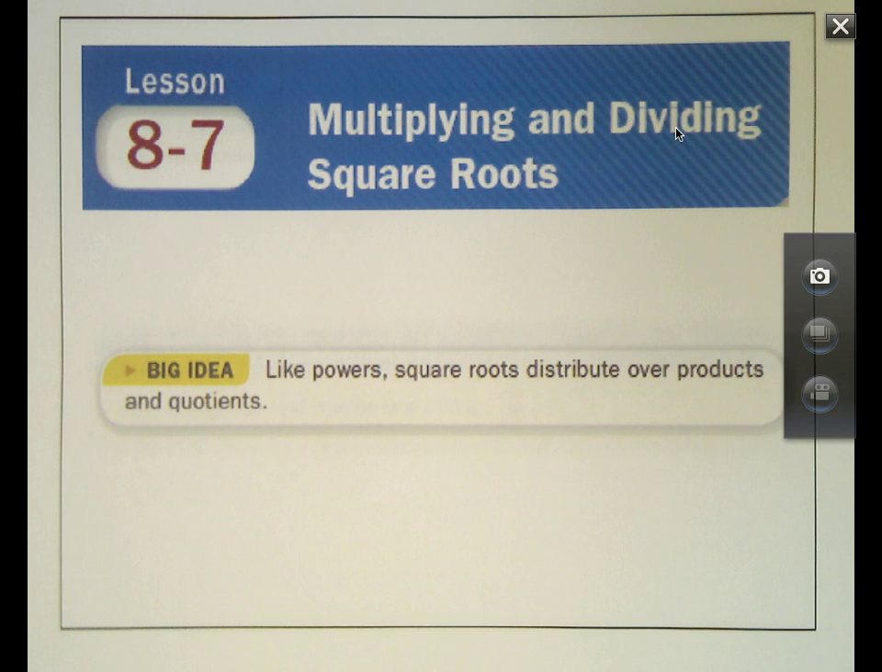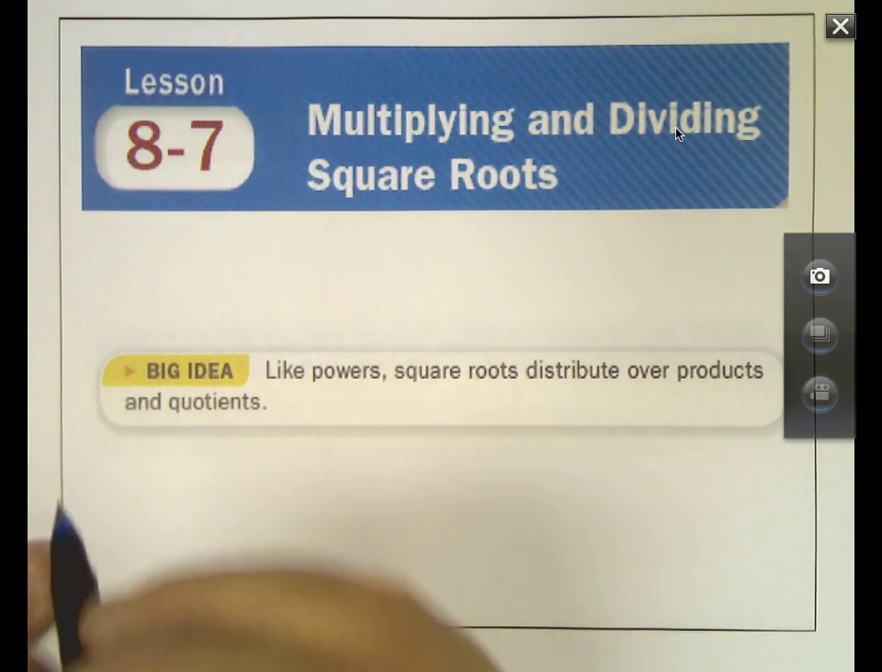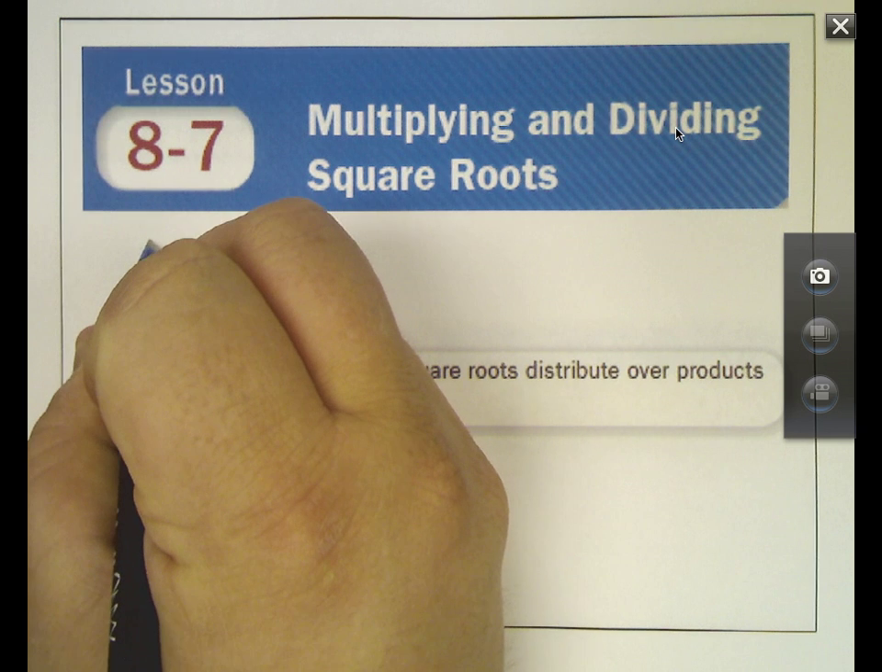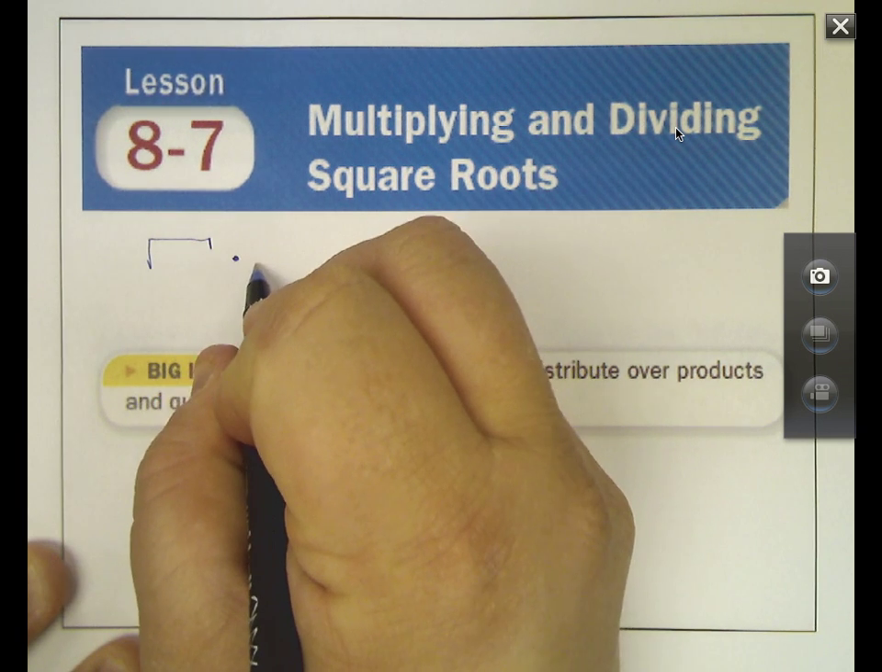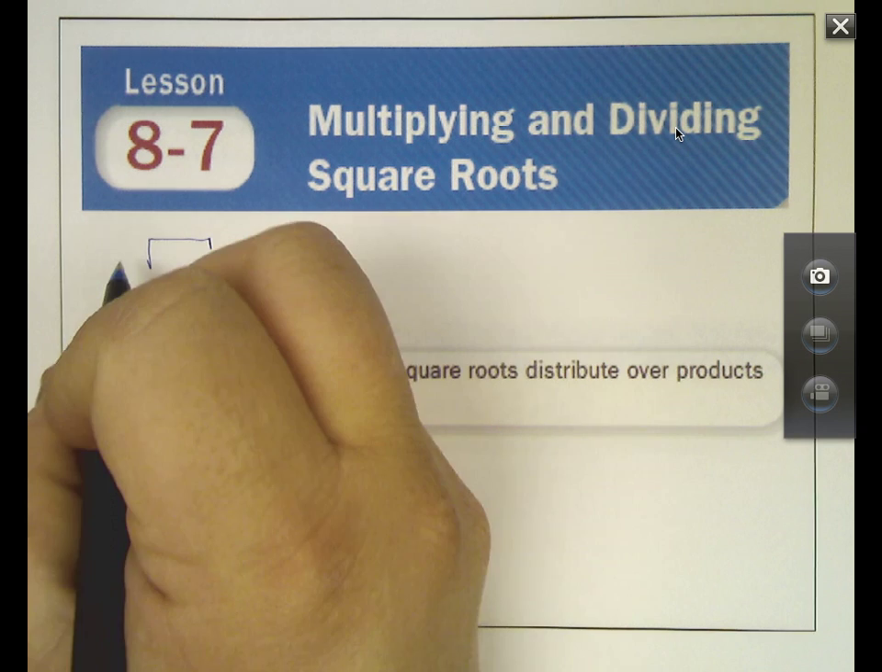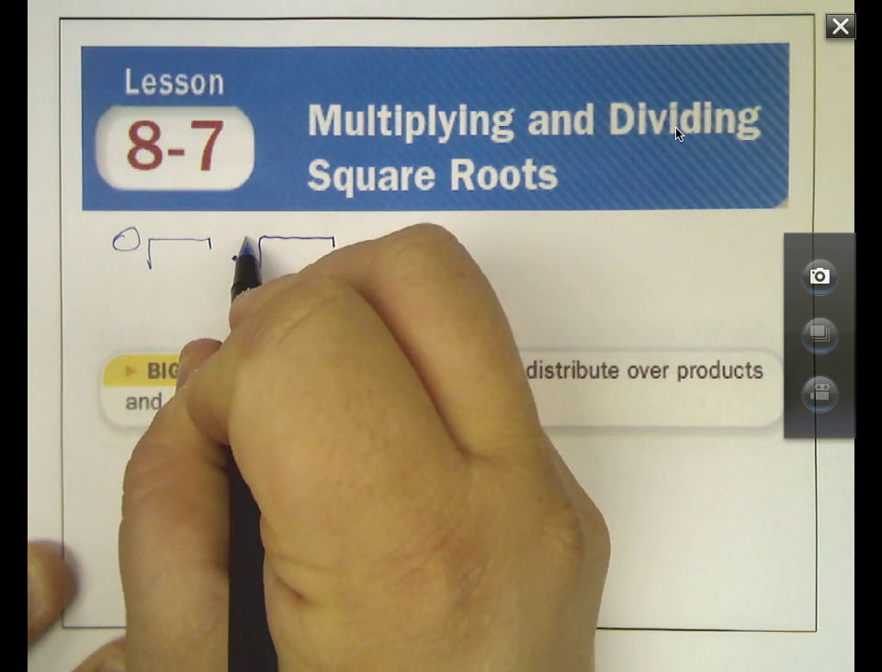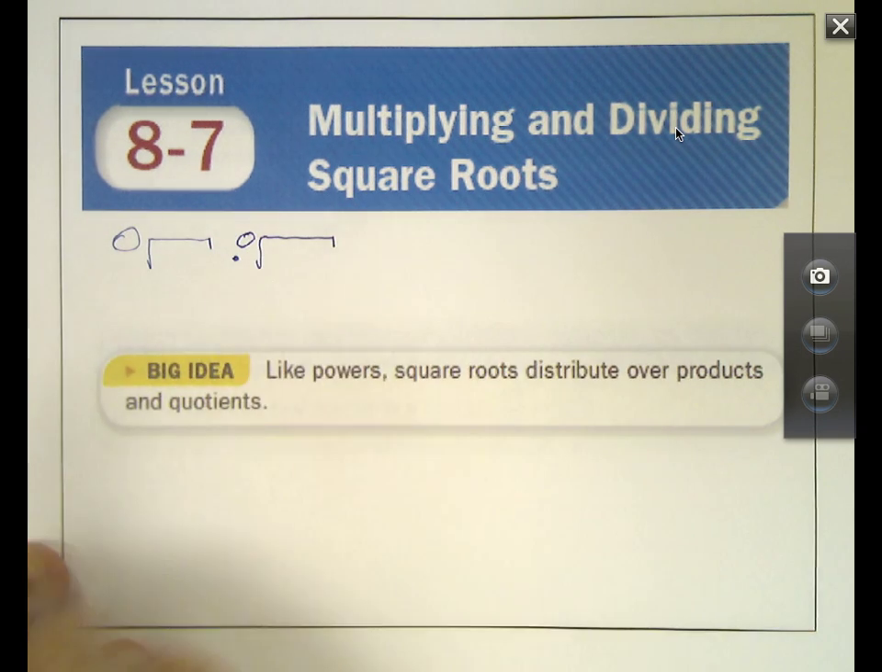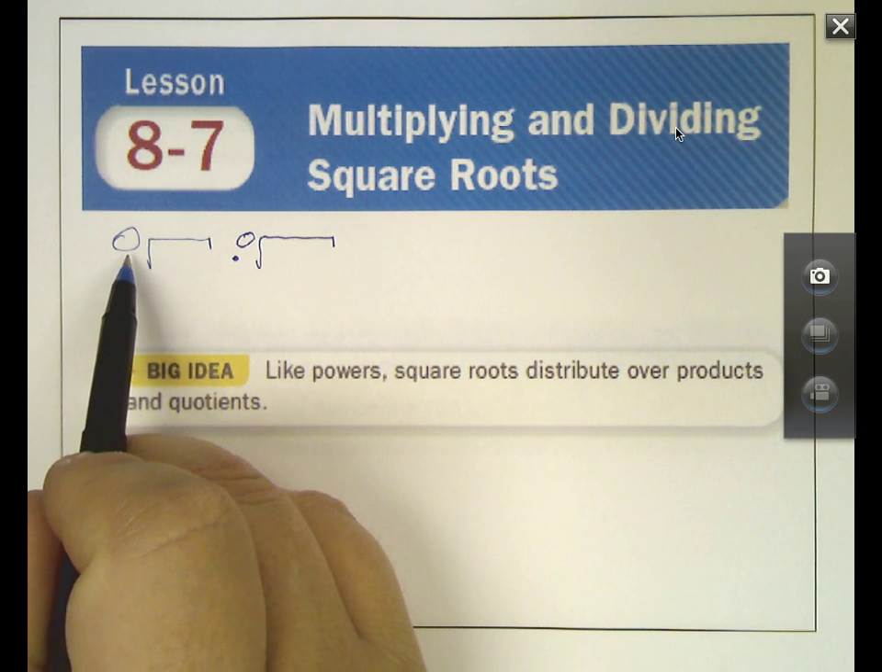All right, so today, lesson 8-7, multiplying and dividing square roots. The big idea is, like powers, square roots distribute over products and quotients. The big thing I want you to remember when dealing with these square roots is the fact that in order to multiply these square roots together, they have to have the same index.